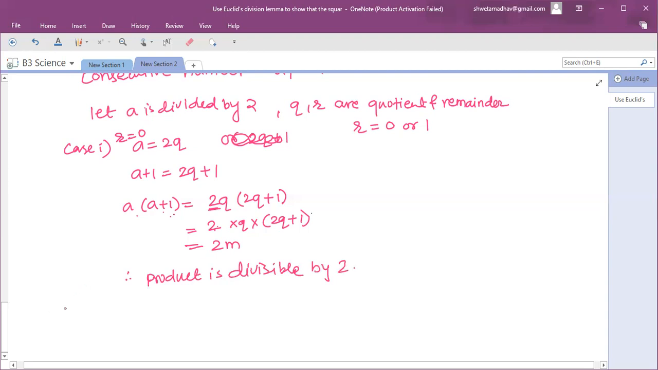Ma'am, but how can we write it as 2M? This remaining product we can consider as M. Wait, let me understand one step. After the step where A plus 1 is equal to 2Q plus 1, have we taken A as common in the bracket? No, we have not taken anything common. We have taken the product of two consecutive numbers.